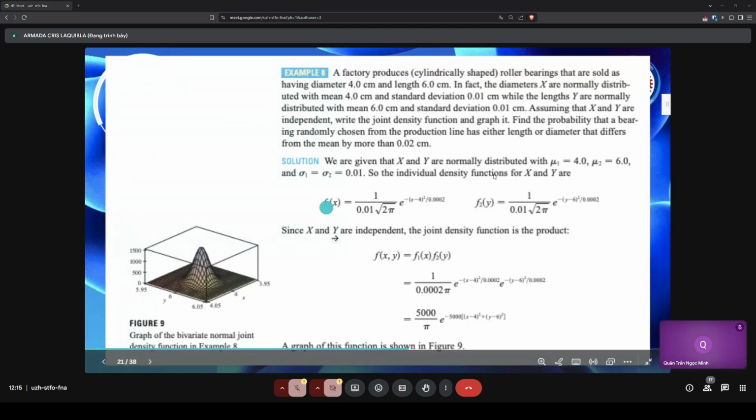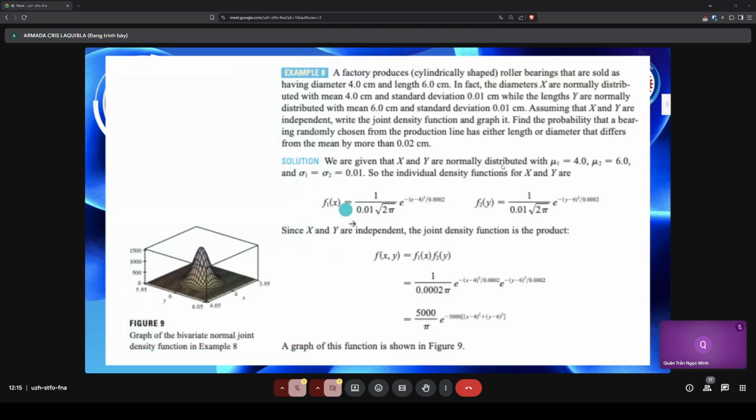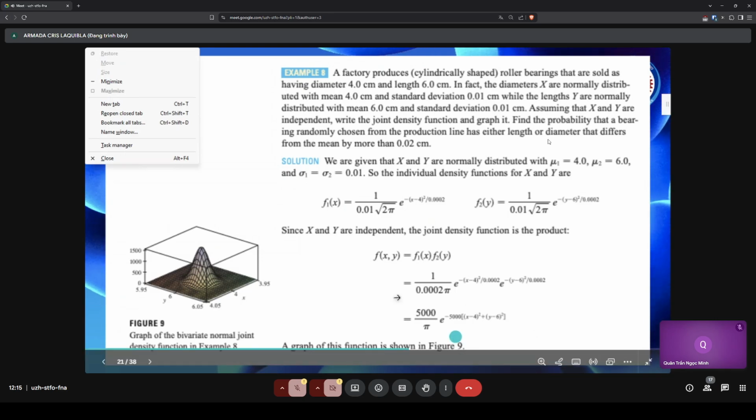Okay, so let's start with the x first, f1 of x. So just substitute the value there. Here, this is the formula, right?